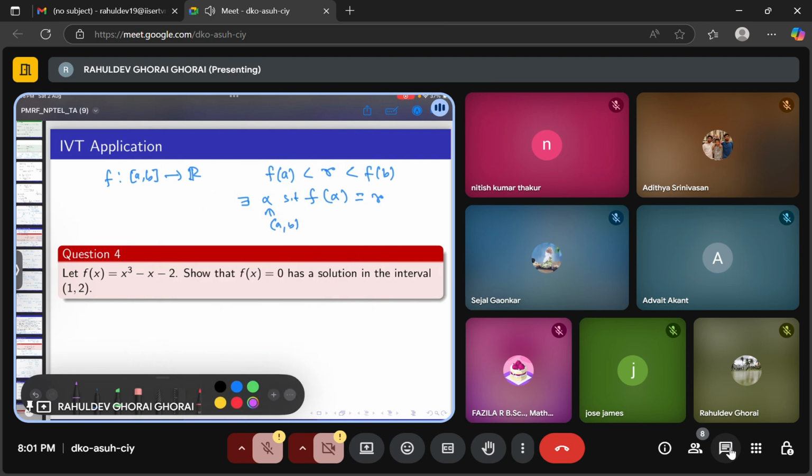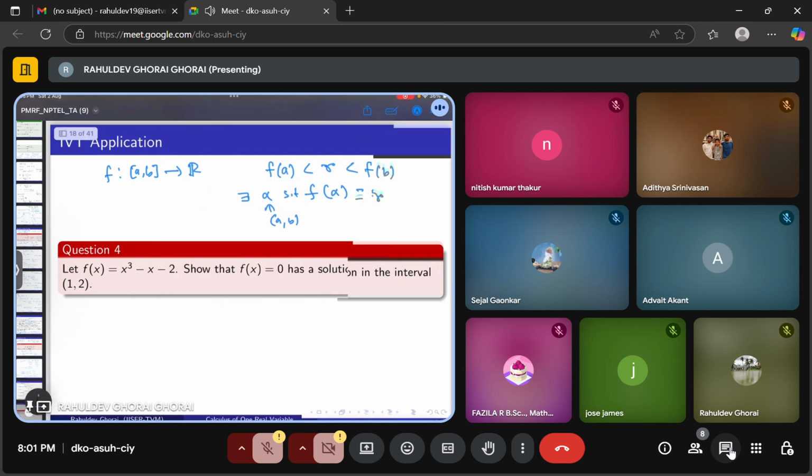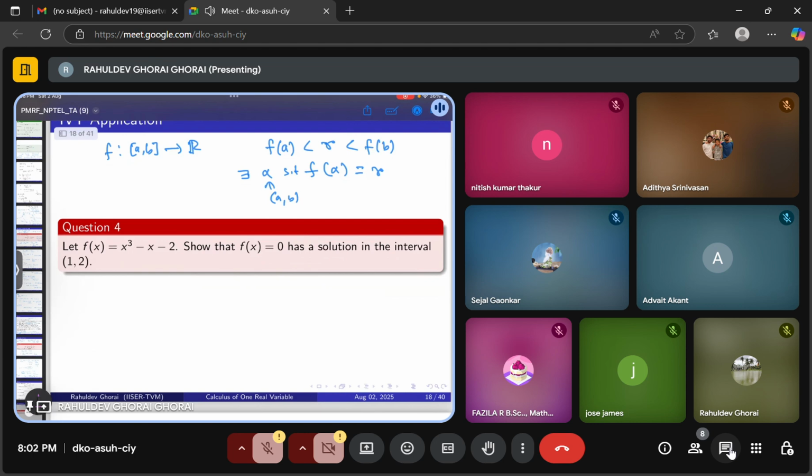So using that, can you prove, can you show, that f(x) equal to 0 has a solution in the interval, I am fixing, 1 to 2? Can you think for some time? Maybe 1 or 2 minutes at maximum.